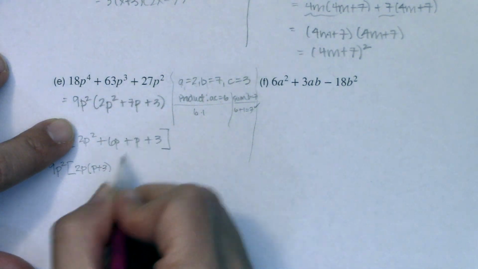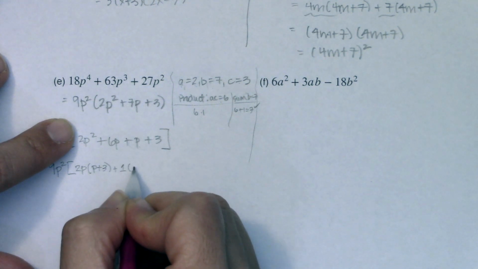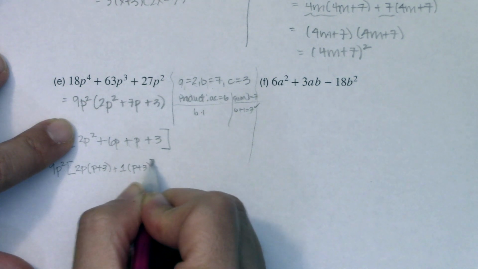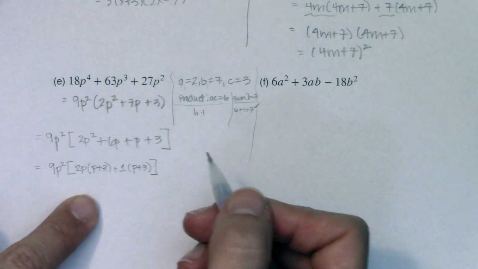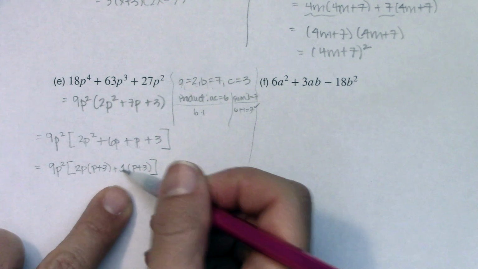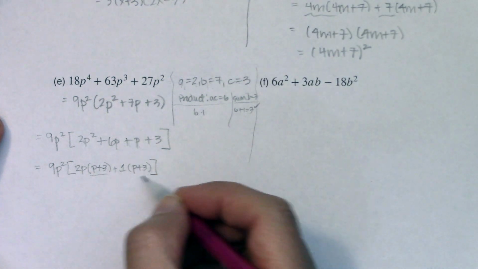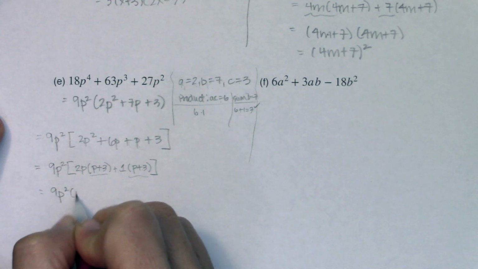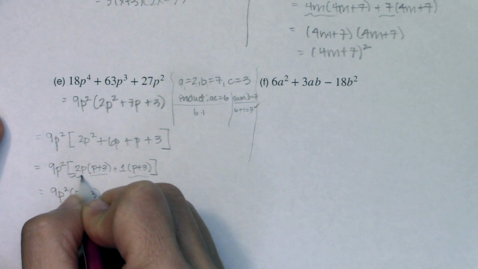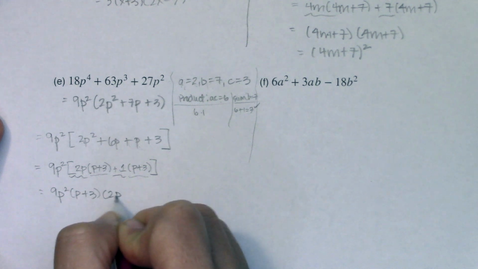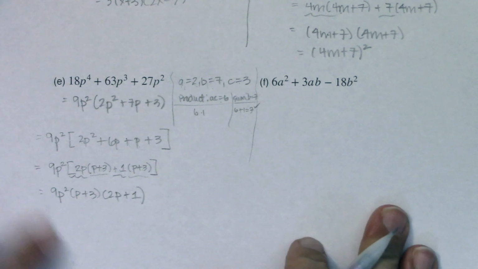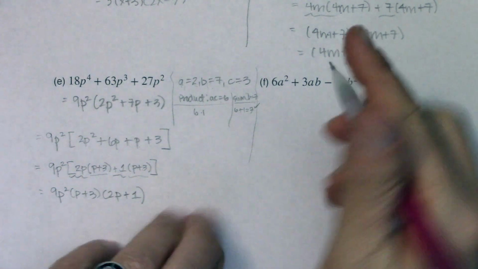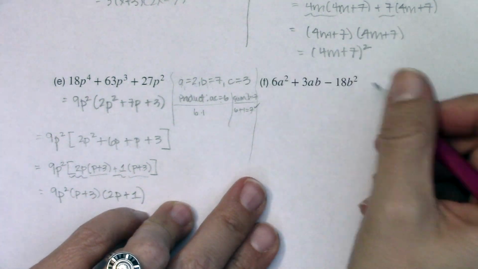And I actually already have a p plus 3 here, so I'm going to kind of write that as a 1 to that binomial of p plus 3, right? That placeholder of 1. And then I have that p plus 3 common. So I'm going to factor that out. And I'm going to be left with what? 2p plus 1.